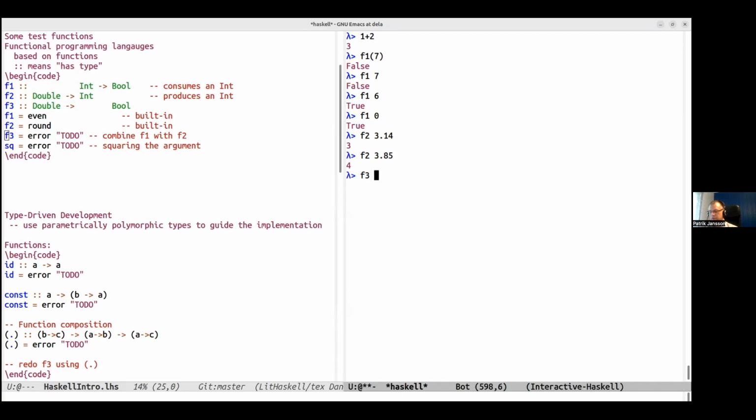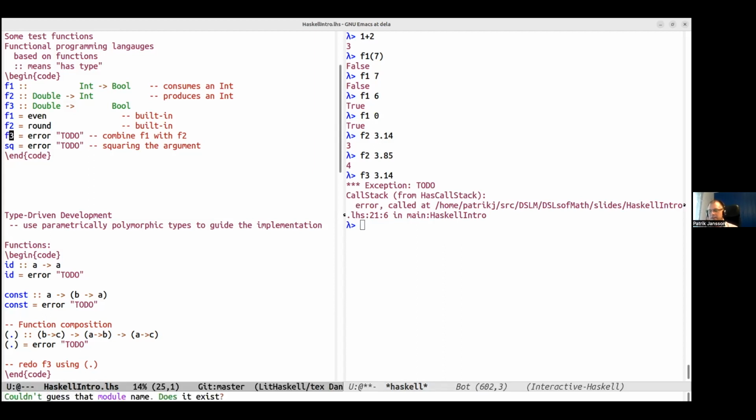So this is a complete definition, but not a very useful definition. If I say F3 of 3.14, it will say exception to do blah, blah, blah. So clearly I need to replace this with some implementation. And the comment here says I should combine F1 with F2. So now there are different ways of doing this.